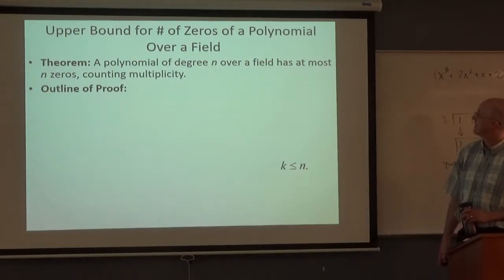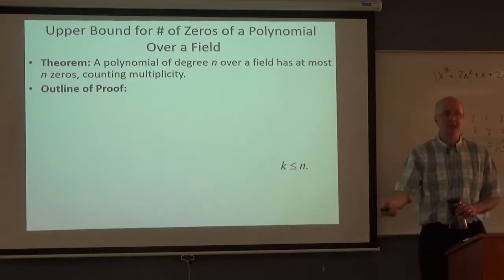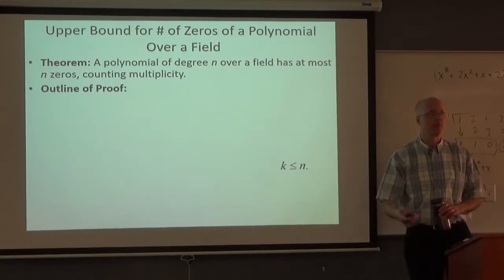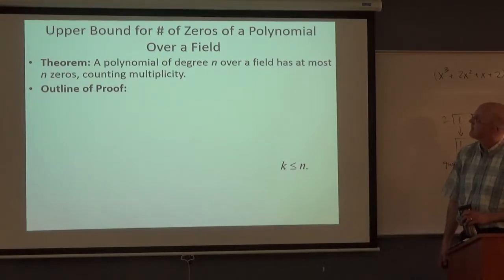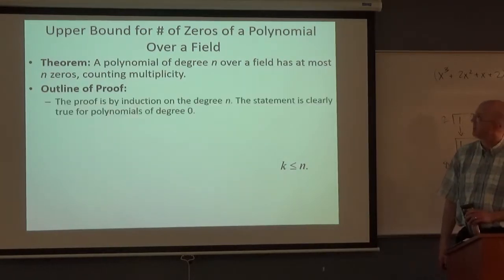You've got an arbitrary polynomial of degree n over a field. Show it's got at most n zeros counting multiplicity. So it's going to be true, as you already knew before this class, over the reals and over the complex numbers. But it's true over any field, is the point.